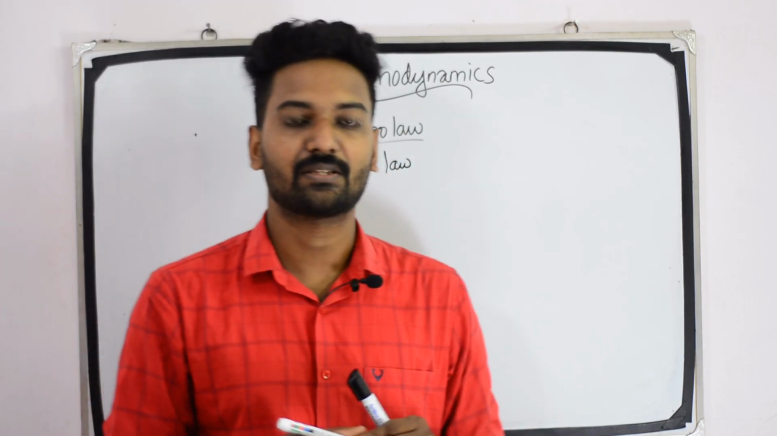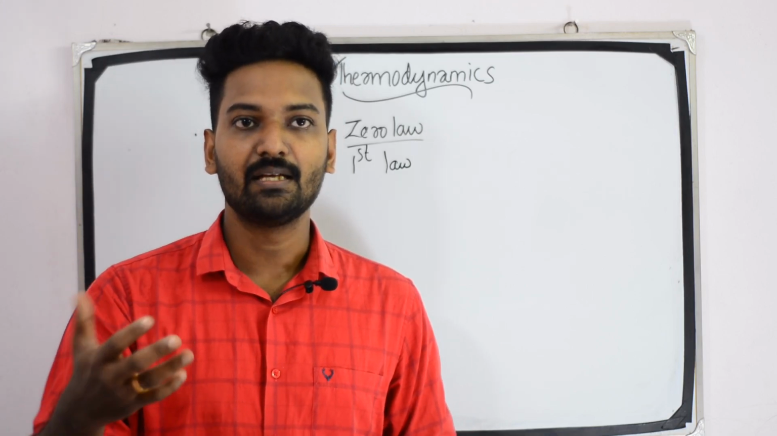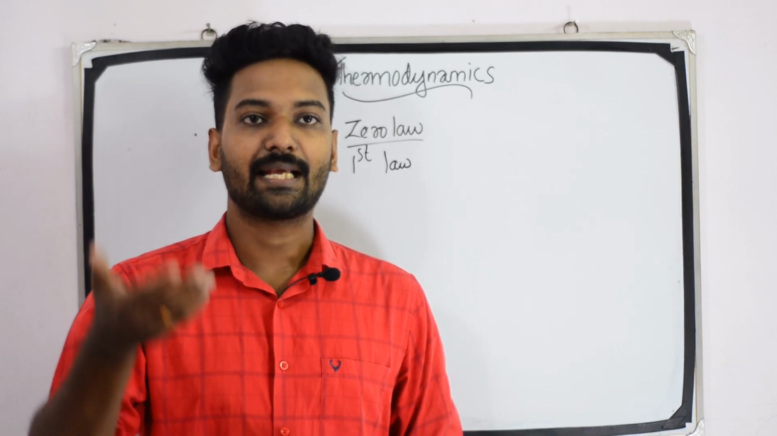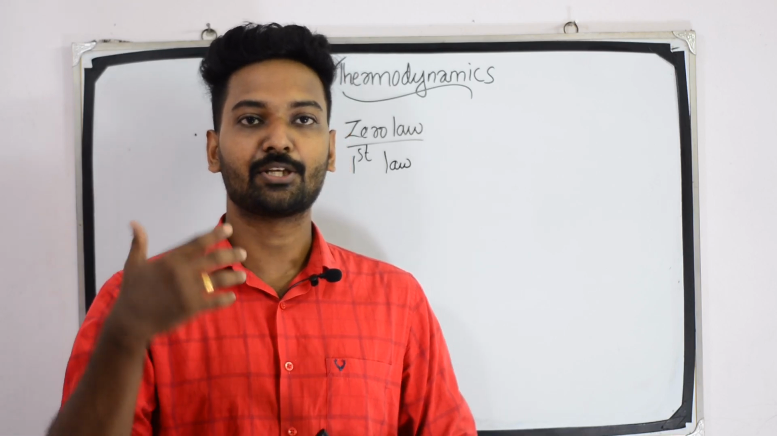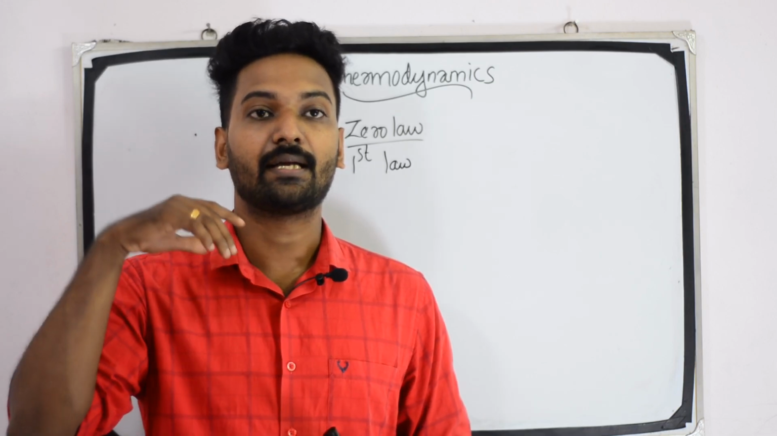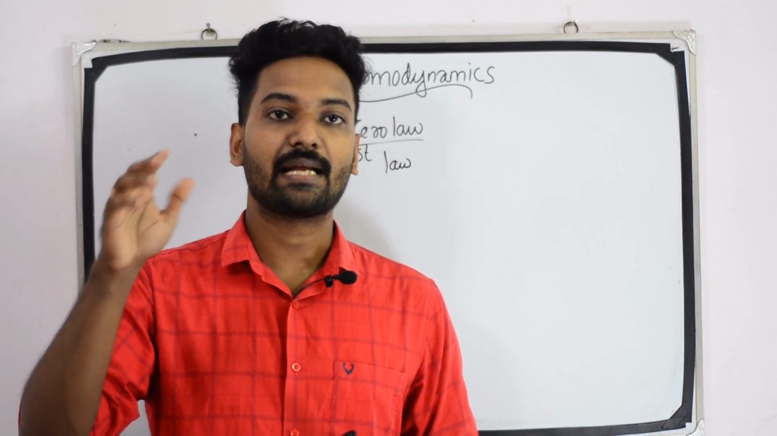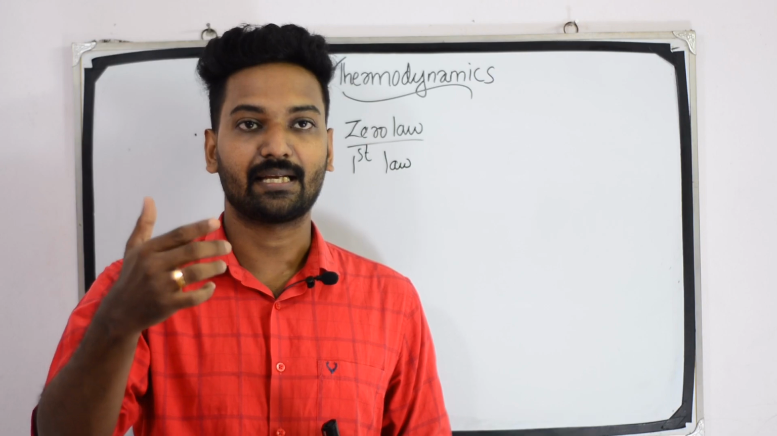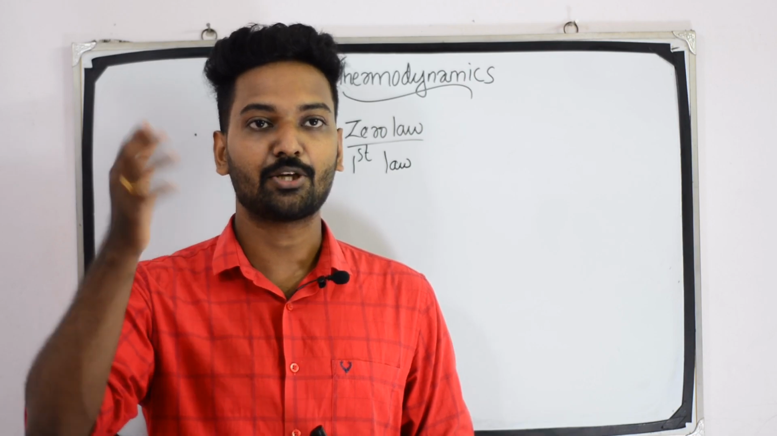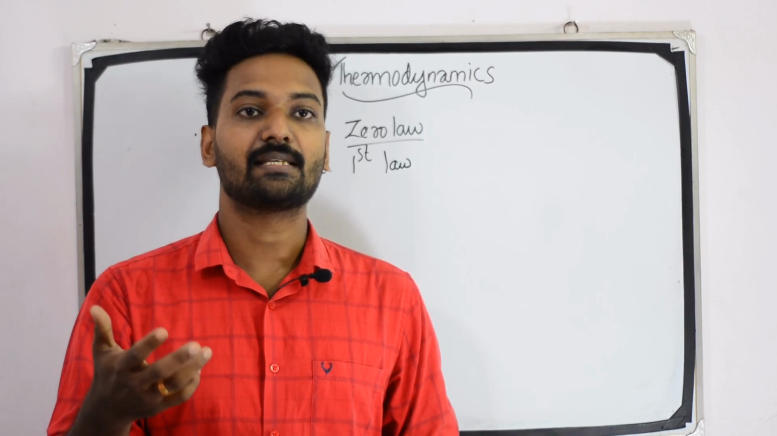The first law of thermodynamics says that in a process without transfer of matter, the change in internal energy, that is delta U, of a thermodynamic system is equal to the energy gained as heat Q less the thermodynamic work W done by the system on its surroundings.